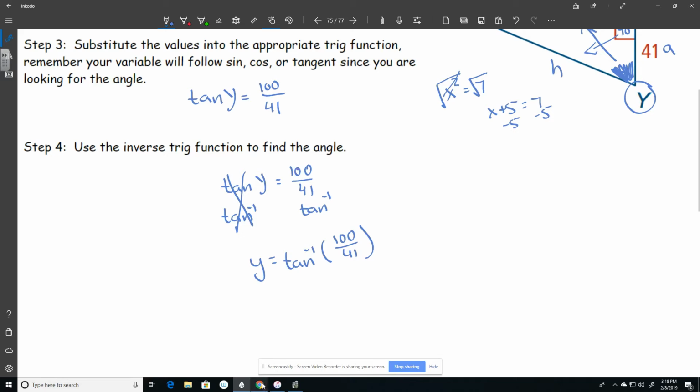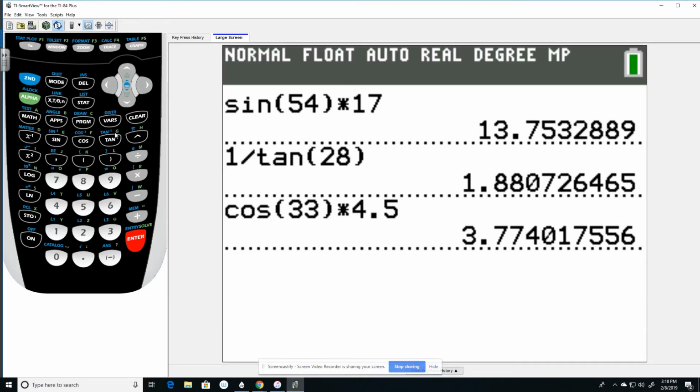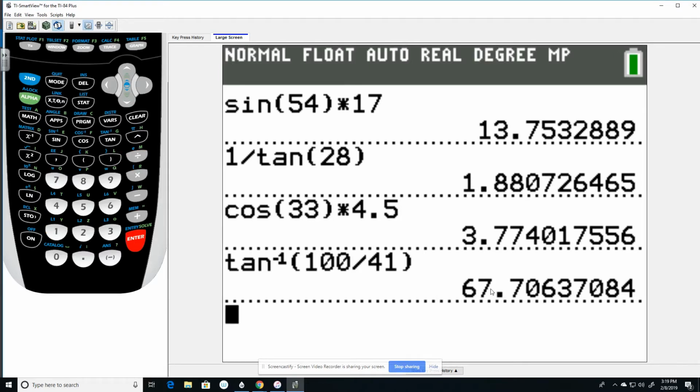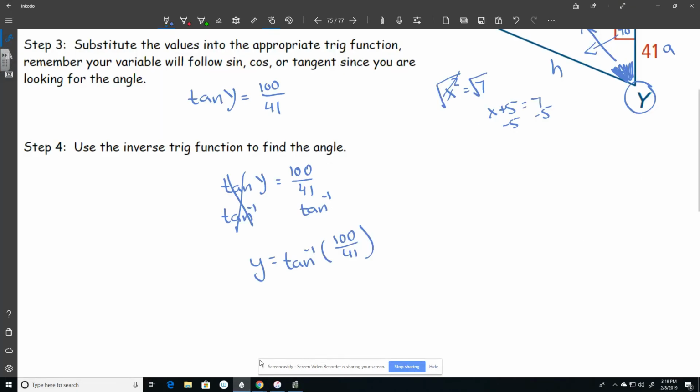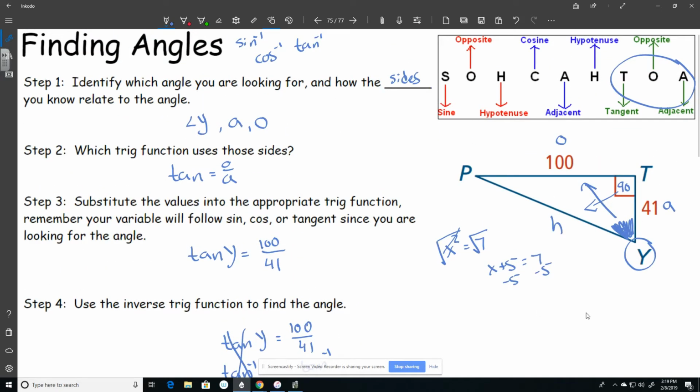So inverse tangent, that's just another button on your calculator. If you notice that on the tangent button, right above it in blue letters is tangent to the -1. So instead of using tangent, I'm going to do second tangent. So I get tangent inverse, and I'm going to do 100 divided by 41. And that gives me my angle, 67.7 degrees. So y is equal to 67.7 degrees. So if I go up to my picture, that means that this angle right here is 67.7.